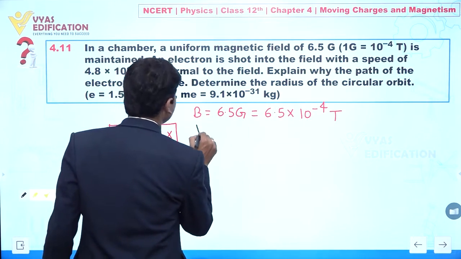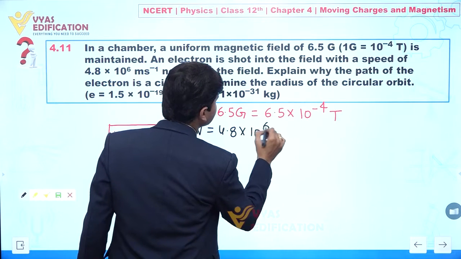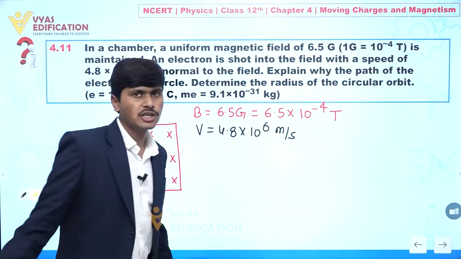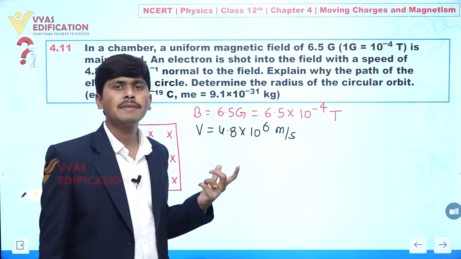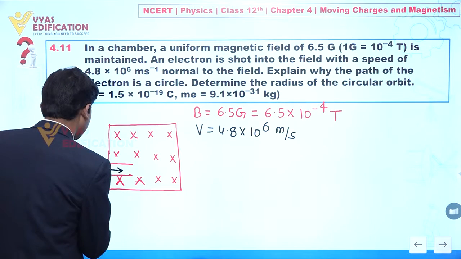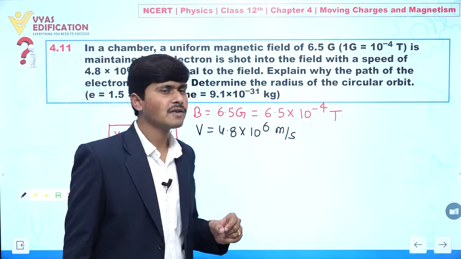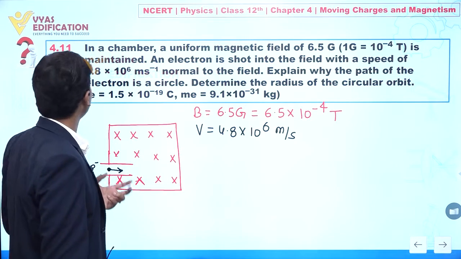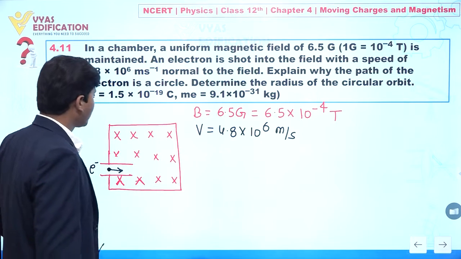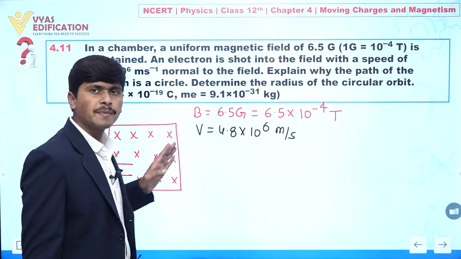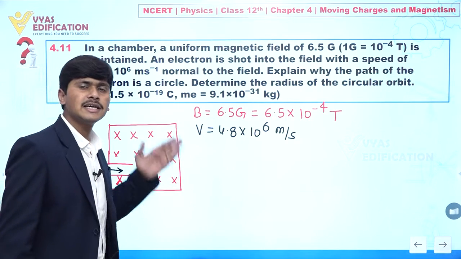The value of speed is also given, 4.8 into 10 to the power 6 meter per second. It is normal to the magnetic field. So definitely we are assuming this is an electron and it is going perpendicular to the magnetic field. Explain why the path of an electron is a circle. Now listen carefully. The magnetic field is perpendicular to this screen and the electron is going in this direction, that is in this plane.